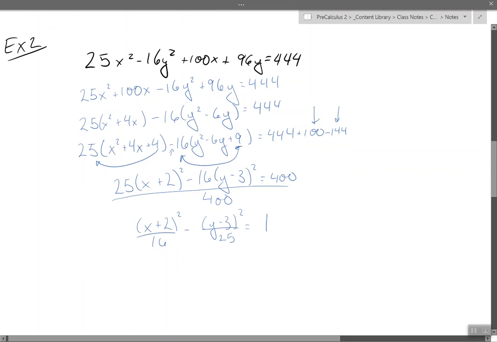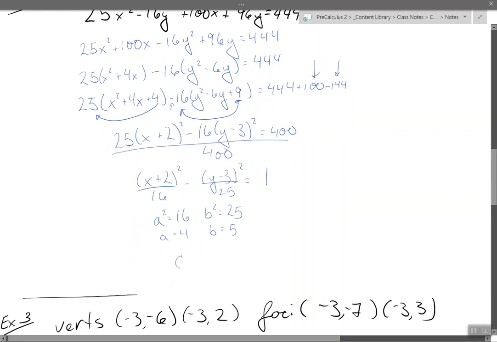All right, so that's really nice that we got nice perfect square numbers. That means our a value, a squared is 16, so a is 4. Our b value, b squared is 25, so b is 5. And then c is 16 plus 25, which is not a perfect square. That is 41. So c is the square root of 41. So it's very likely that your c value is not going to be a perfect square, and that's totally fine.